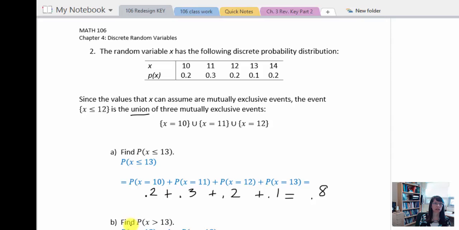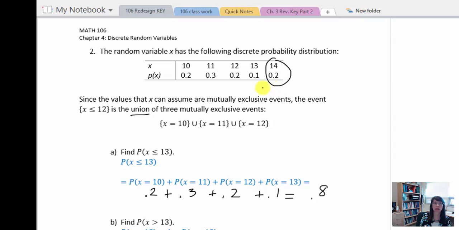For part B, we want to find the probability that x is greater than 13. So 13 will not be included. We could look at the table and say, well, greater than 13, the only other value greater than 13 is 14. And so the answer is 0.2.